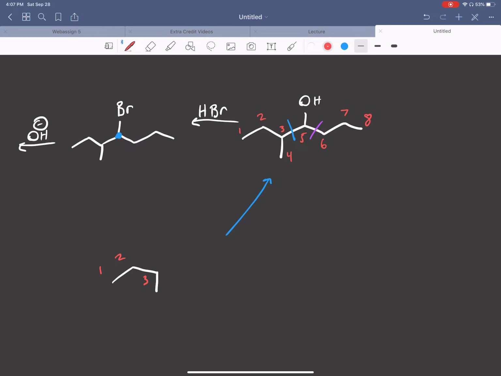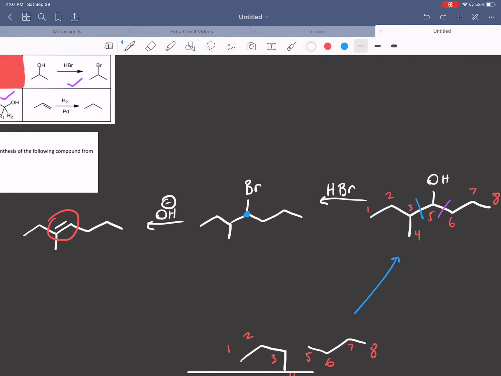1, 2, 3, 4, 5, 6, 7, and 8. Okay, and so you can see that we cut this bond right here. So now that we cut that bond, we have to draw our, I'm sorry, not our carbon substituents, our oxygen.